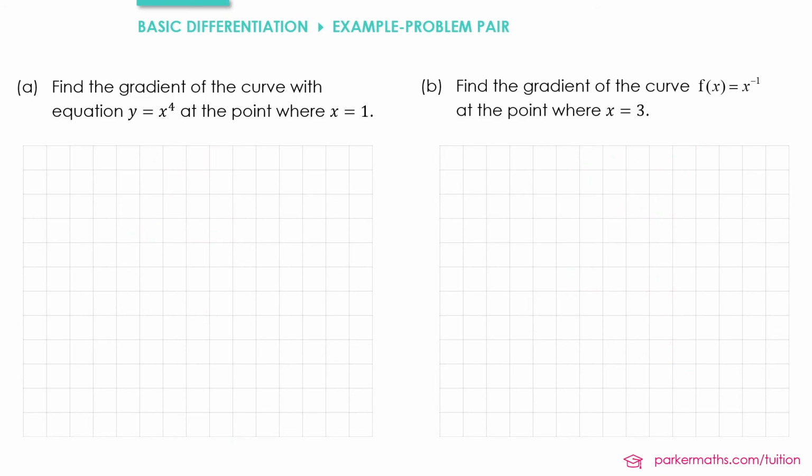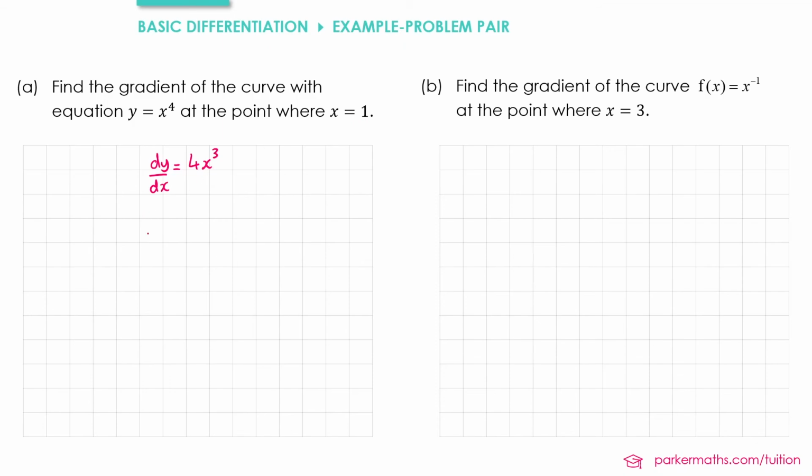So in part A, we need to find the gradient of y equals x to the power of 4 at the point where x equals 1. We begin by finding the derivative of y equals x to the 4. That gives us 4x cubed. Once we have the derivative, we can substitute in x equals 1 to find the gradient at that point.